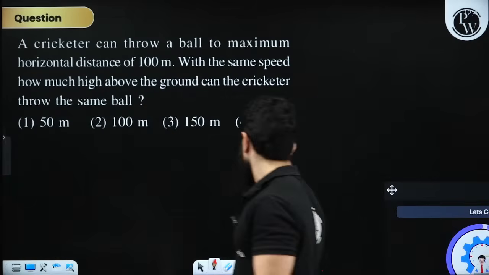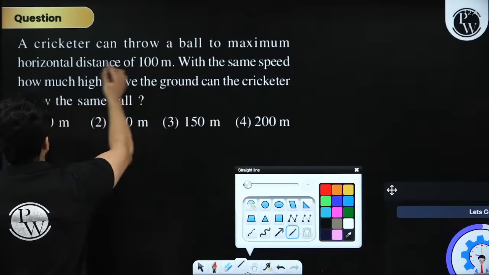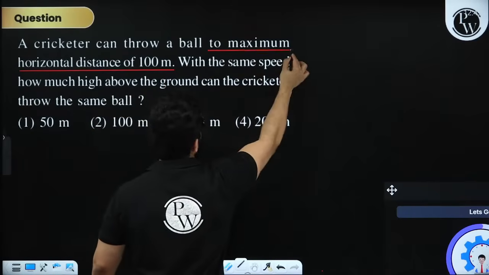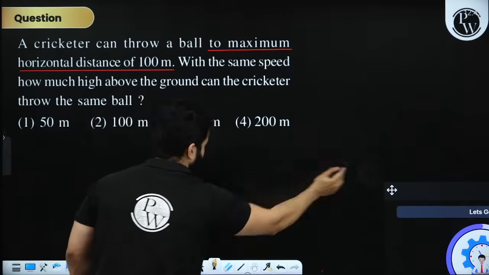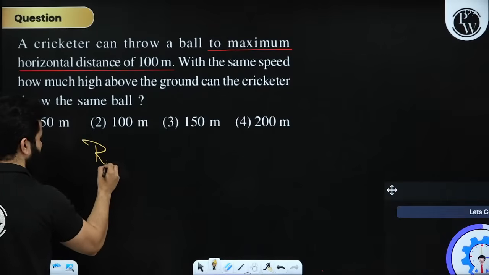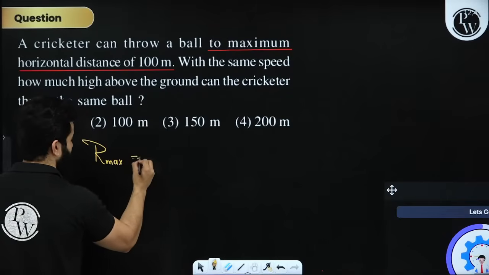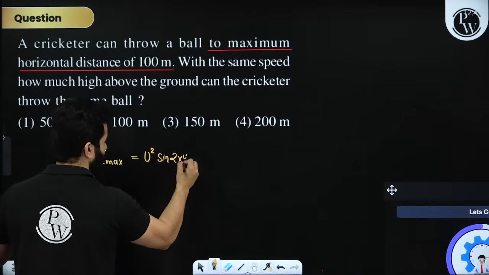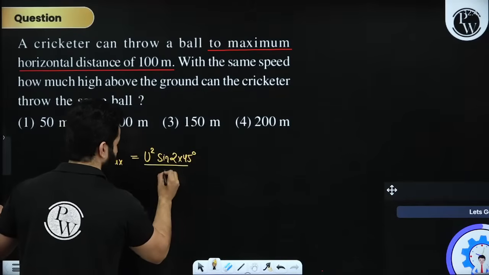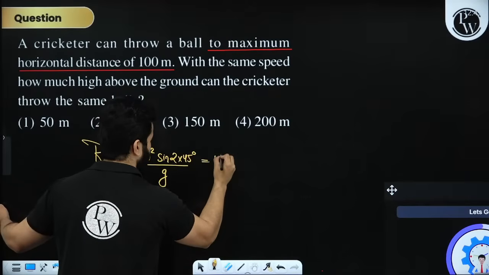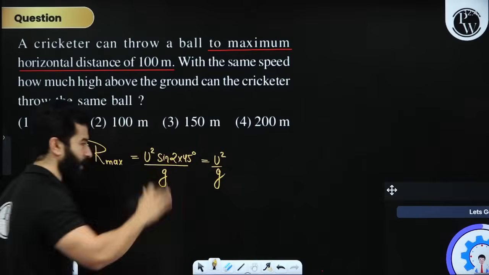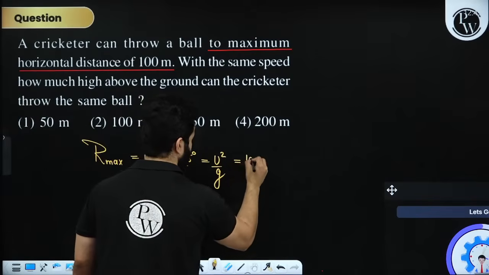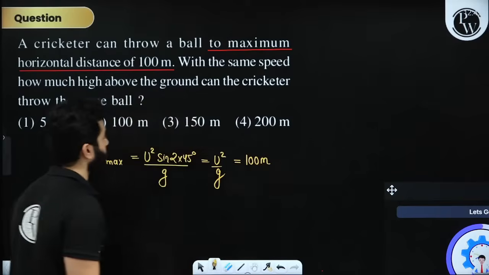Start. Please see, they are saying a maximum horizontal distance. Maximum horizontal distance basically means maximum range, and maximum range is, mind you, u square sine 2 theta, that means sine 2 times 45 degrees, divided by g. So maximum range is u square by g. Kindly remember it, u square by g. And this is equal to 100 meters.